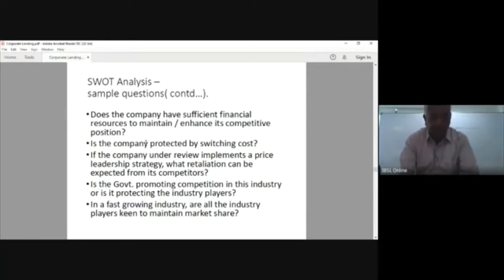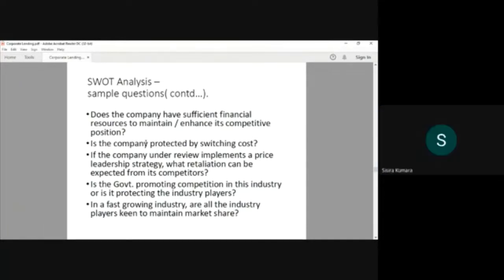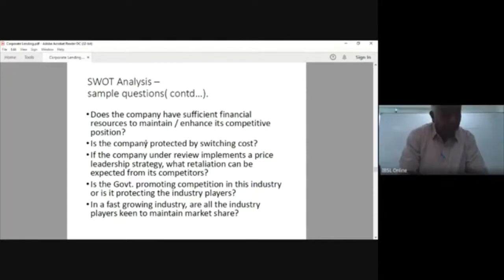Is the government promoting competition in the industry, or is it protecting the industry players? If the government promotes competition within the industry, what is it? Is it an opportunity or threat or weakness or strength? Opportunity. Competition? Promoting competition?